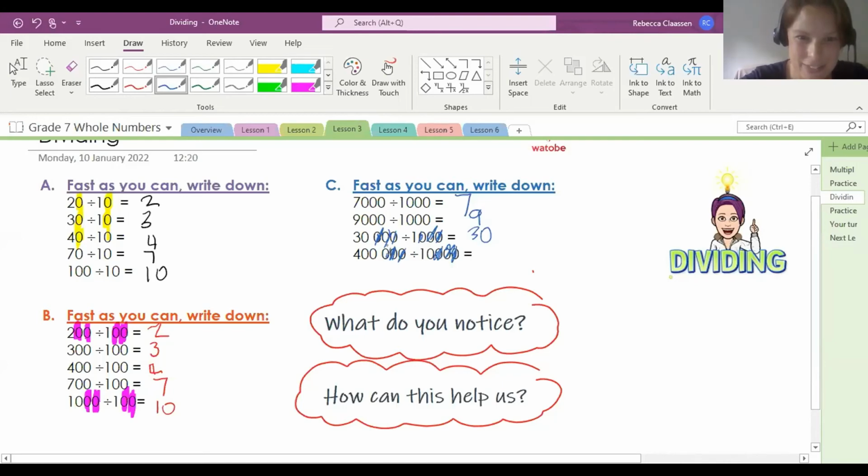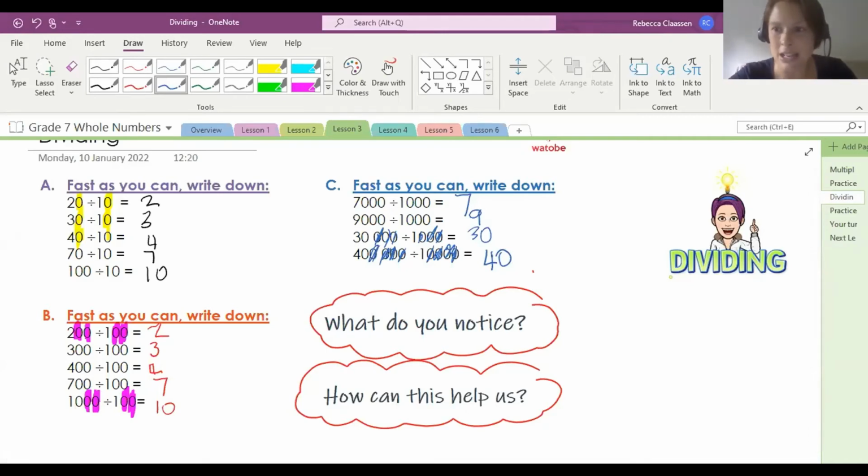Spotted. That one goes there, and this one goes there. And we are left with 40. Excellent. Okay, so now we're going to try using this method. You can cancel out as many zeros as you have on the right hand side.